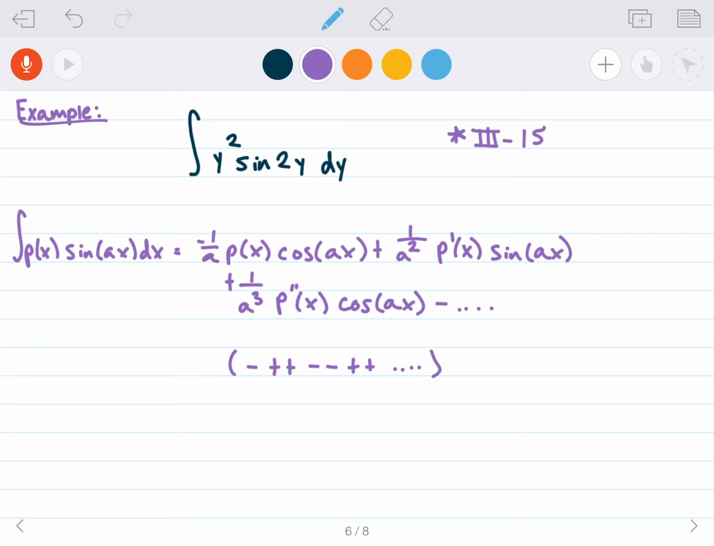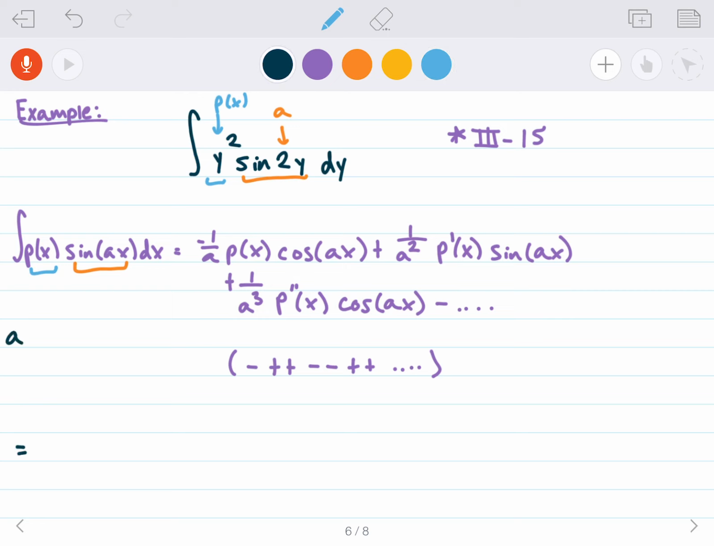So why did I pick this one? Well, here, the sine part, the sine of ax, in this case a is 2. Our x, our variable here is y, and the polynomial is going to be this y squared. So let's go ahead and apply the formula here.